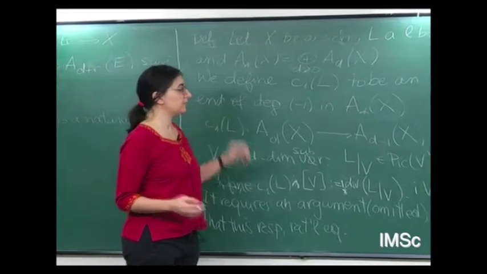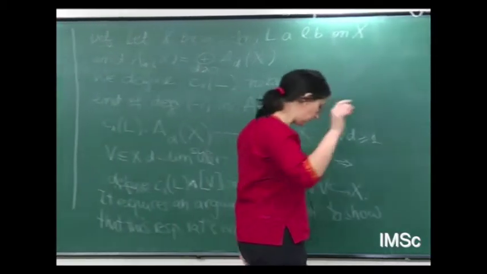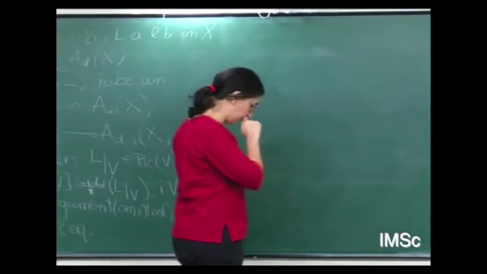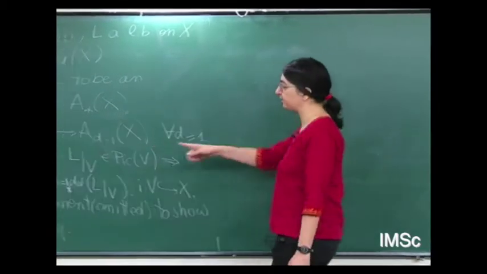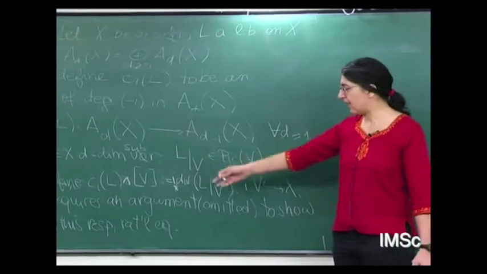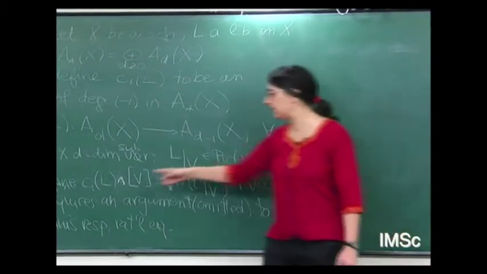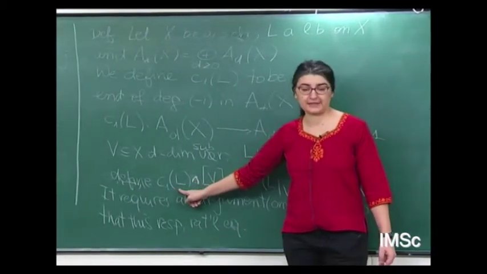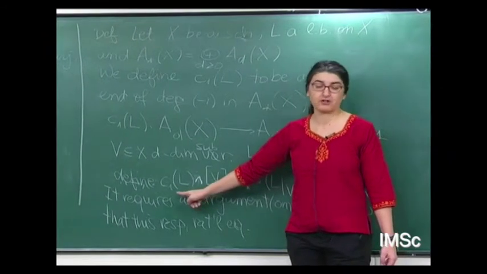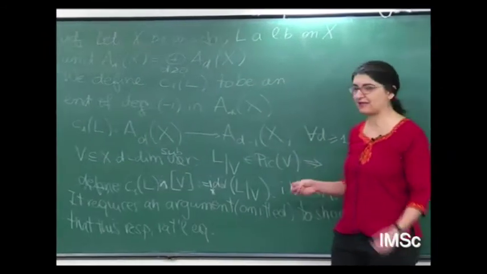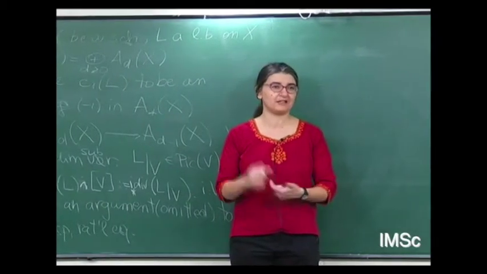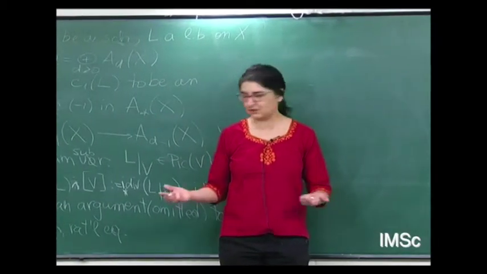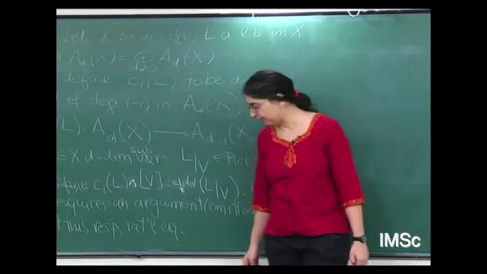So let me make a remark about this, that if you have a specific rational section of this line bundle, then of course you can take the divisor to be supported on the locus where the section is either not defined or zero. This seems clear enough.